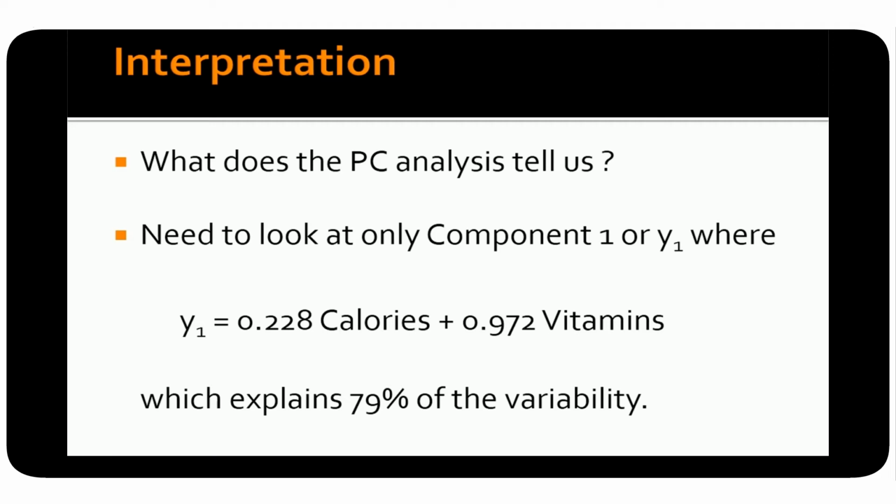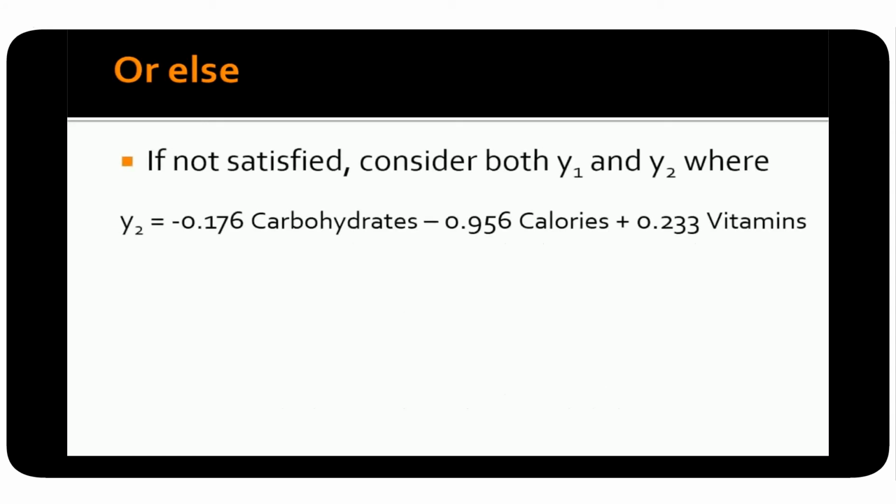You see, the first column has only 2 non-zero values. So, these are the 2 variables that come up, and these are the coefficients, and we saw that this explains 79% of the variability. So, if you are happy with this, then you can stop here. Instead of 5 variables, you just look at one single variable y1, and you have almost 80% of the variability covered.